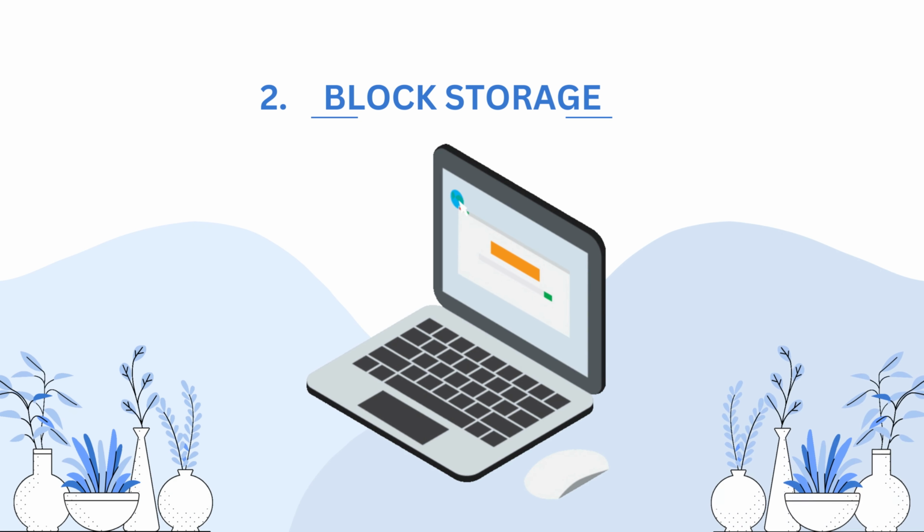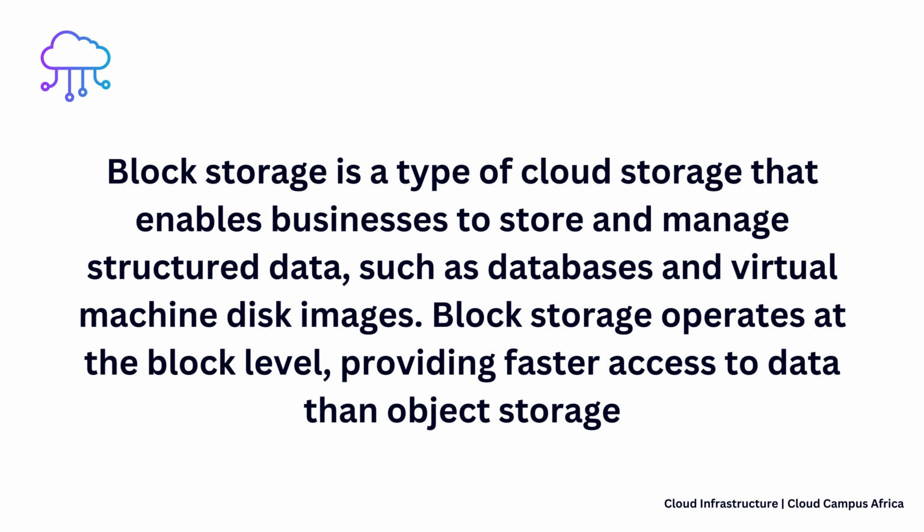Second, block storage. Block storage is a type of cloud storage that enables businesses to store and manage structured data, such as databases and virtual machine disk images. Block storage operates at the block level, providing faster access to data than object storage. Examples of block storage services include Amazon Elastic Block Store, Alibaba Cloud Block Storage, Azure Disk Storage, and Google Cloud Persistent Disk. For instance, if Burg Donkey decides to deploy a database application on the cloud, they could use block storage to store the database files and ensure fast access and efficient management of the data.